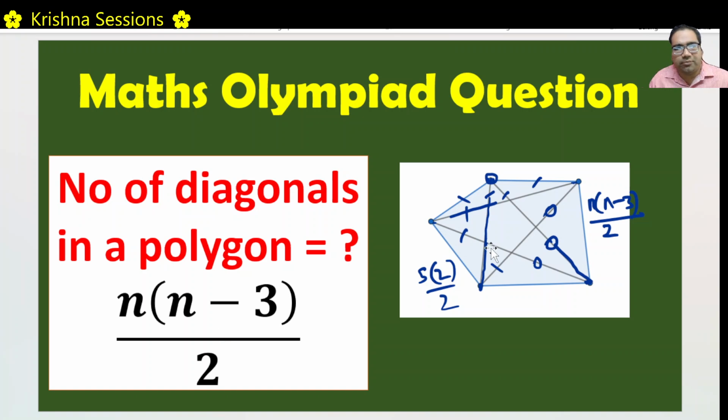How did we derive it? From each point we can only draw n minus 3 diagonals, because to itself we cannot draw, and to the one immediately to the left and immediately to the right we cannot draw, because they will become sides.